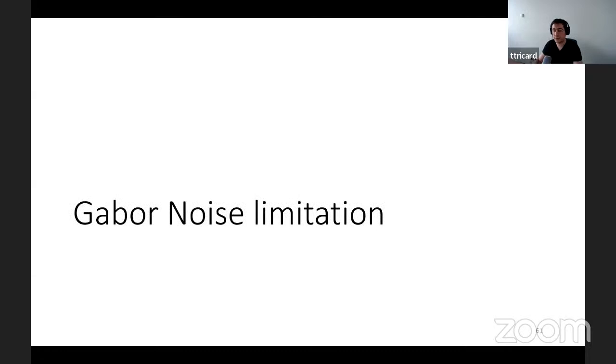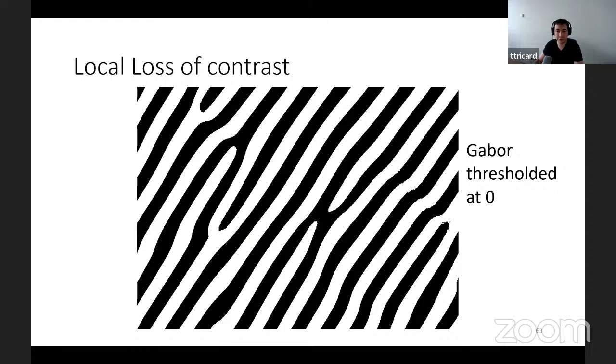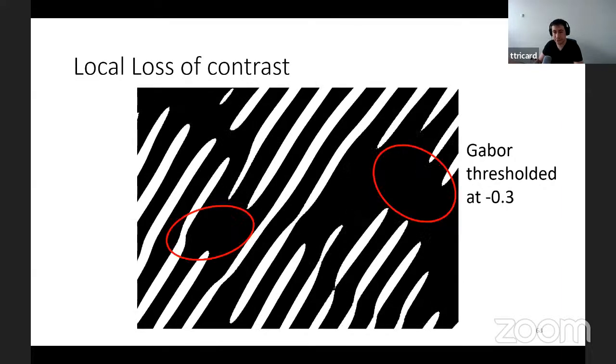However, Gabor noise has one main limitation that we have to go into. It's the local loss of contrast. The local loss of contrast is those gray areas you can see here on the screen. If you threshold the noise at its mean value, so here it's 0, we don't see any problem. But if we threshold it at any other value, we can see that we have this non-homogeneous pattern that we might want to avoid here.